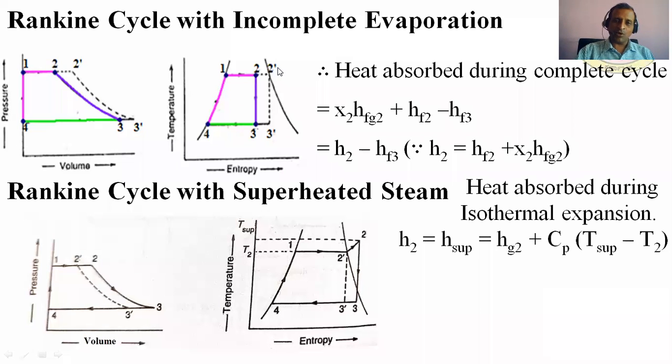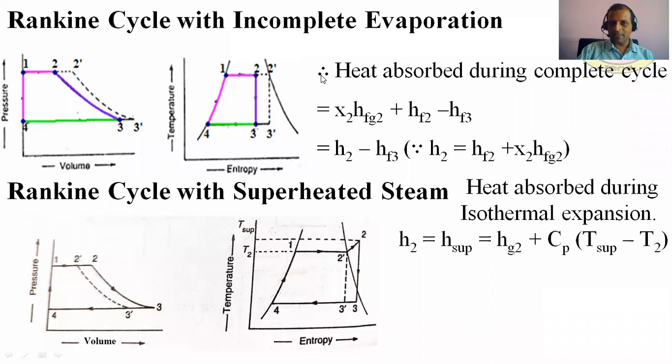But in this Rankine cycle, at the point 2 it need not be dry saturated steam. It may or may not be; sometimes it can be wet steam. When it becomes wet steam, only the heat absorbed during that cycle is different. When it reaches 2, the heat absorbed is something different. When it ends at point 2, the heat absorbed is less, and when it comes to 2 dash it is more. But the original Rankine cycle came to 2 dash.